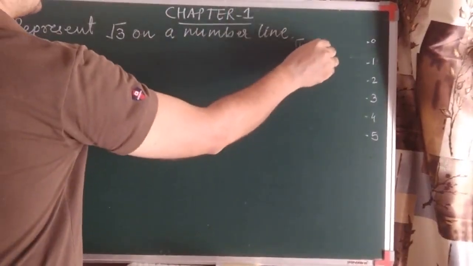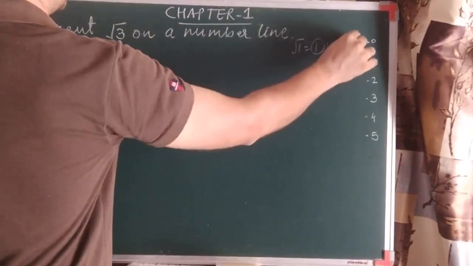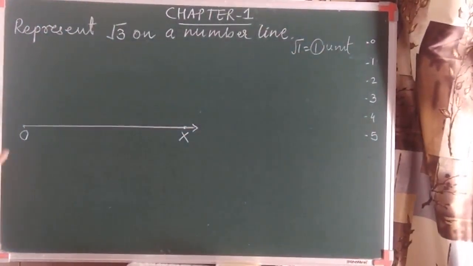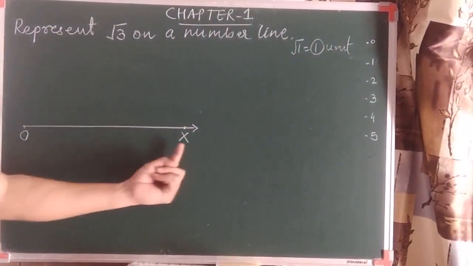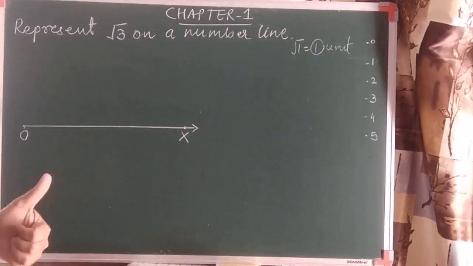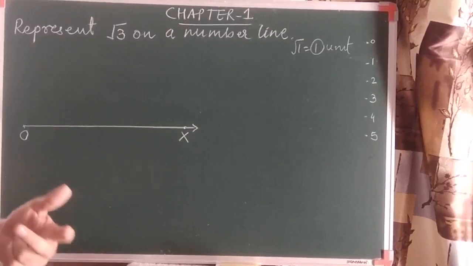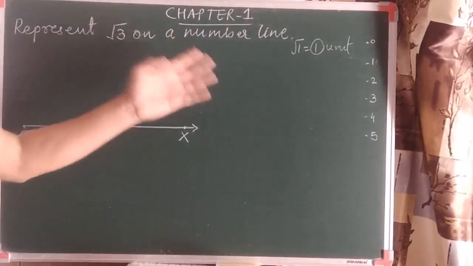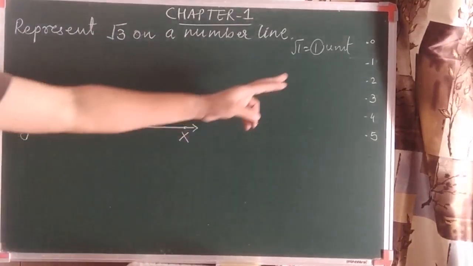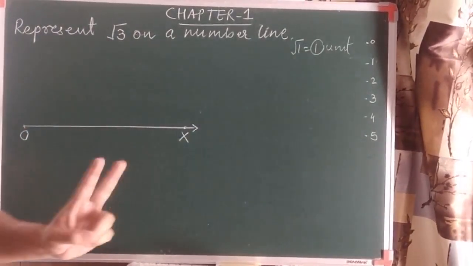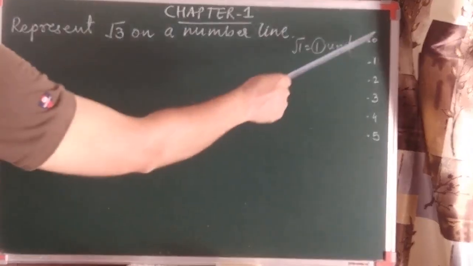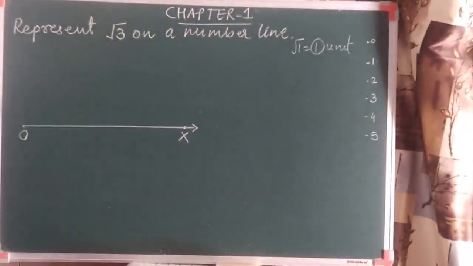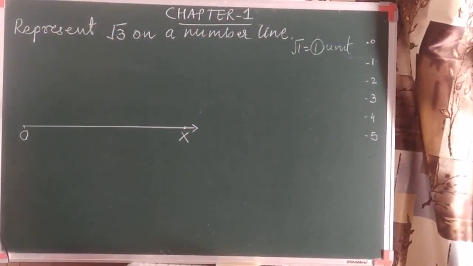This value is considered as a unit value. First of all, we should take 1 unit on ray OX. This 1 unit can be 1 centimeter, 1.5 centimeter, 2 centimeter, 3 centimeter. Let us understand this. Throughout this topic, we'll take 1 unit as 2 centimeter. You can see I have already taken the centimeter measure here. So I'll take the 2 centimeter length on ray OX.